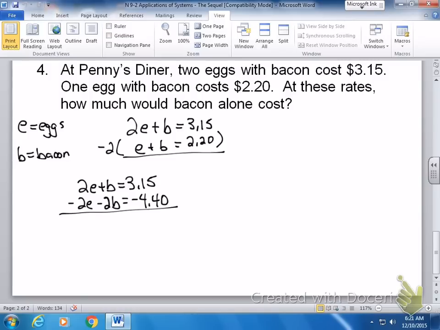Now I can eliminate a variable. I can eliminate my E's. 2E minus 2E is 0. Plus B minus 2B gives me a negative 1B. And 3.15 minus 4.40 is negative 1.25. Now that's almost my answer except B is negative. So I can divide or multiply everything by negative 1. And I get the cost of bacon equals $1.25.